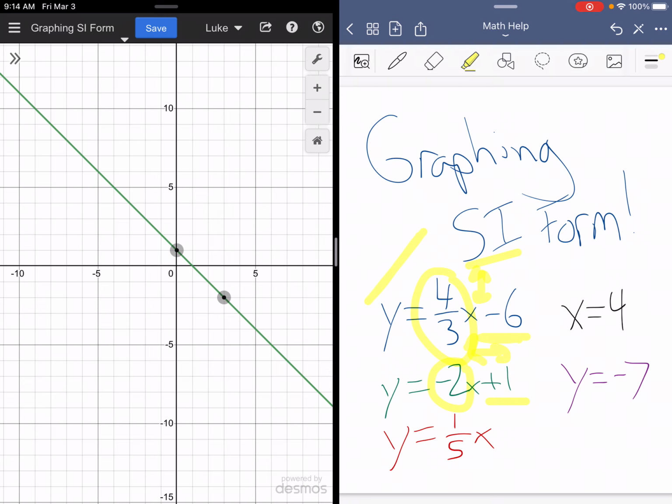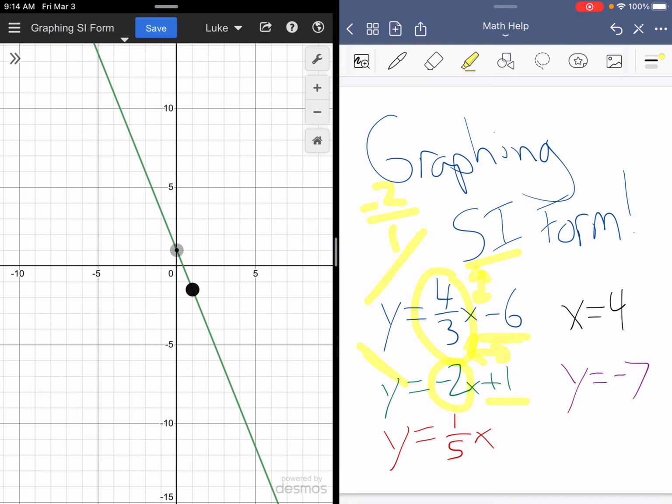Two things about this one. My slope is negative, so the line is going to go down like that. And then I'm going to turn -2 into -2 over 1. So I'll be going down 2 to the right 1. That way I have that sort of negative looking slope on my graph.